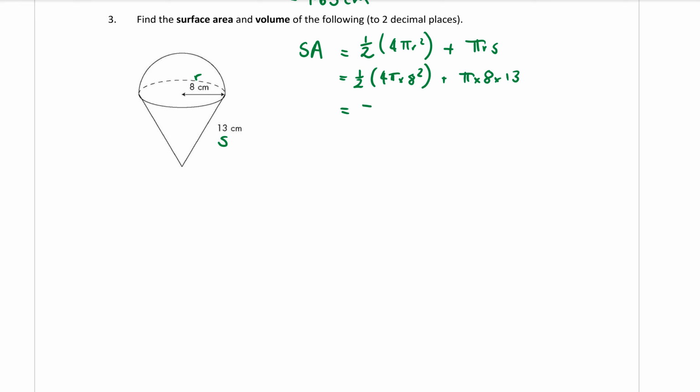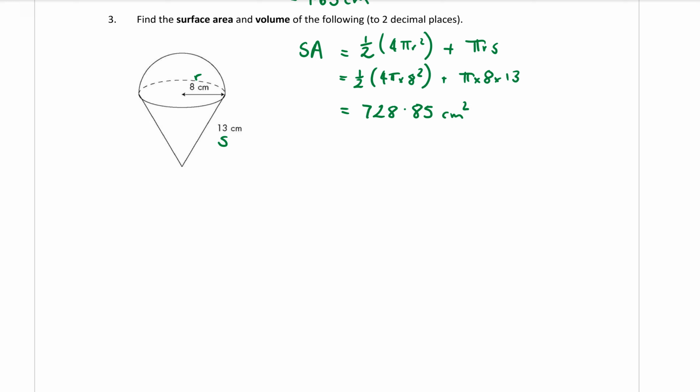Did anyone get the answer? Yeah? What happens if you didn't put the brackets? As long as you put a times there, it's okay. As long as you go half times, yeah, that's fine. 8, 5 to 2 decimal places. So check in the question where to round, okay? It's area, so I also need centimetres squared.